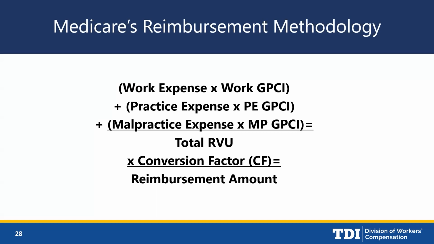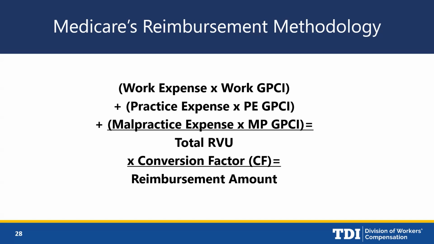So they're going to look at your work expense times what they call a GPCI, and that is a geographic practice cost index. So depending on where you are in Texas, there's going to be a different GPCI for you. There's 8 different GPCIs in Texas for professional services. Practice expense times a PE GPCI, so it is adjusted per your location. Malpractice expense, and then again adjusted for your location, and that equals an RVU, relative value unit.